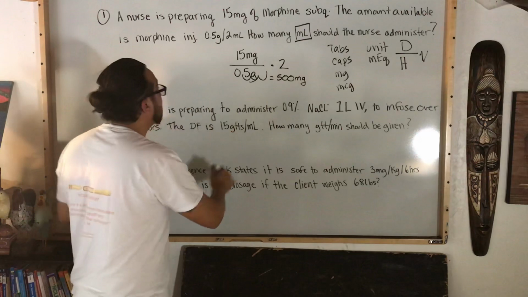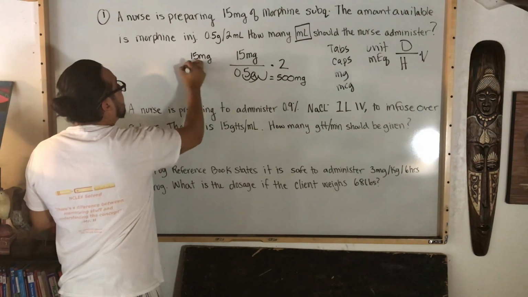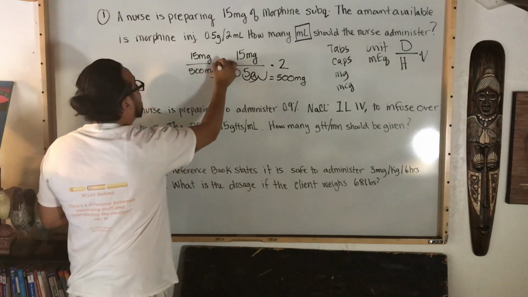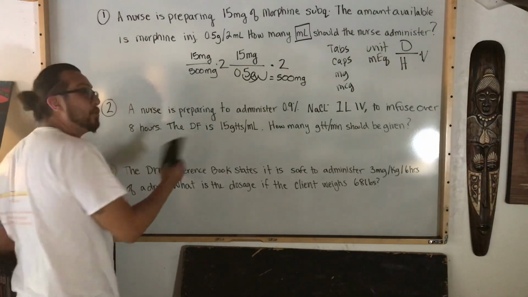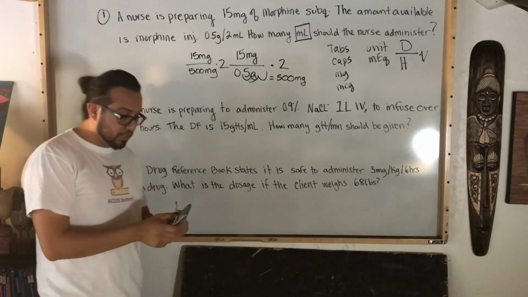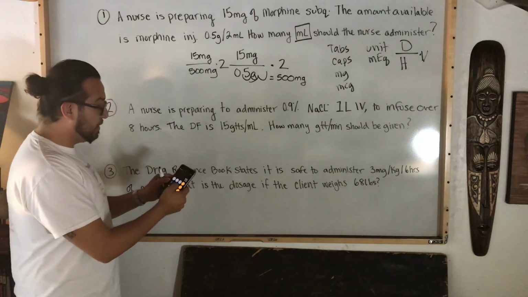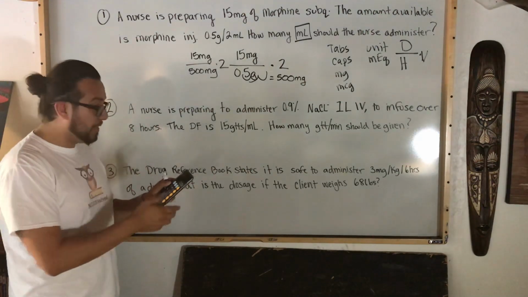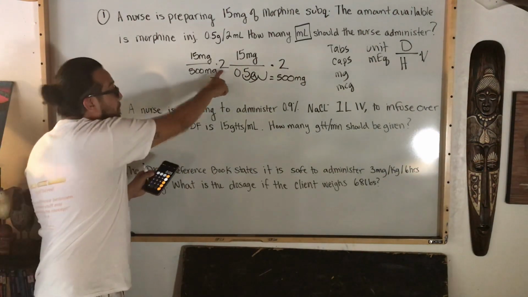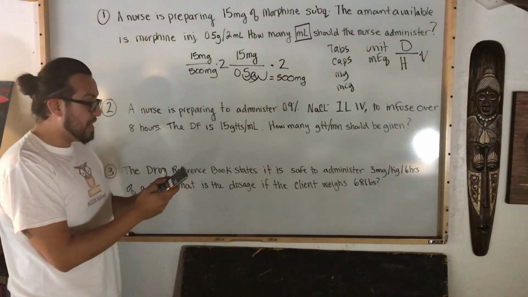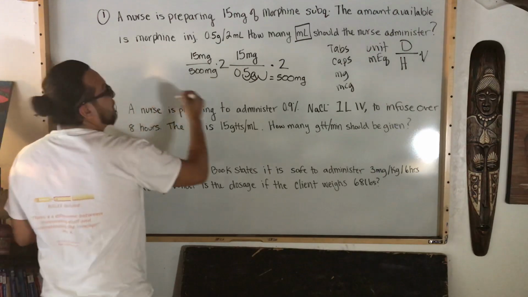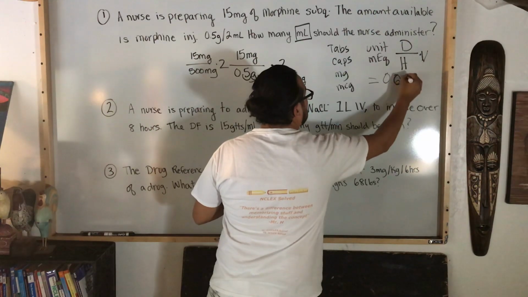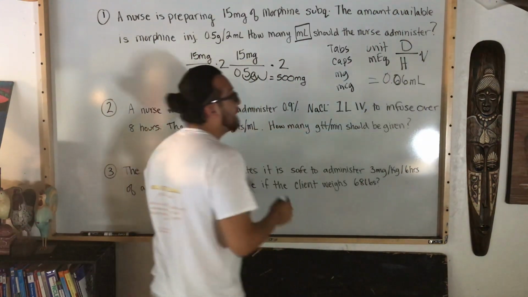Then we can rewrite the equation as 15 milligrams divided by 500 milligrams, times 2 mLs. I have my calculator with me right here. If you follow along, you can compute it yourself as well. We get 15, divide it by 500, it gives us 0.03, and then we multiply it by 2, which equals 0.06 mLs. And that's essentially your answer.